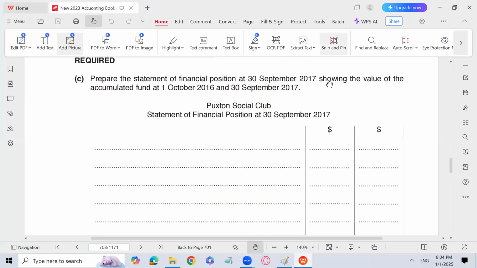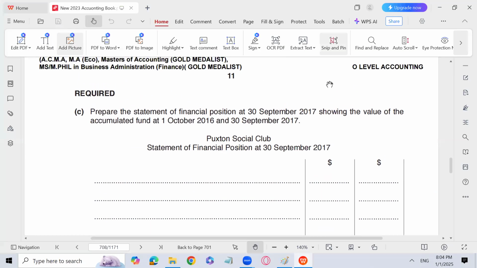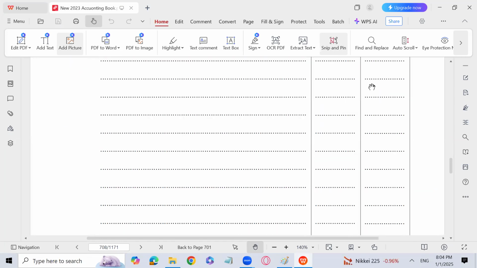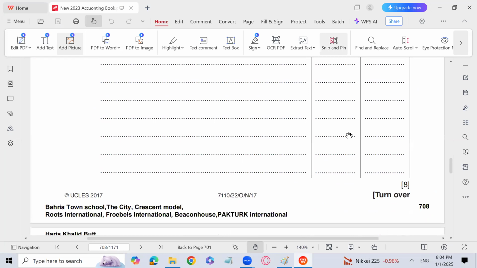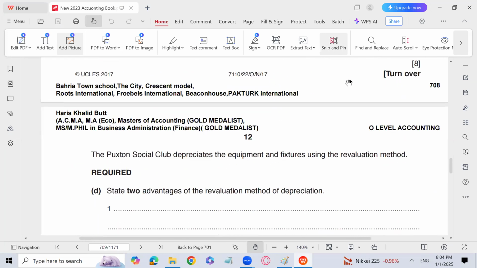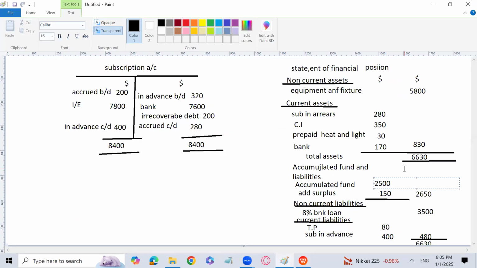So let's see what the statement of financial position showing the value of the accumulated fund at 1st October and 30th September 2017. It was required in the question that you have to find the accumulated fund also along with this particular question. 8 marks were there. So this is 1, 2, 3, 4, 5, 6, 7, 8, 9. So maybe 1 mark is for this particular.